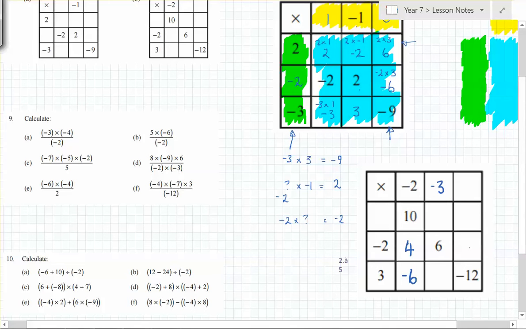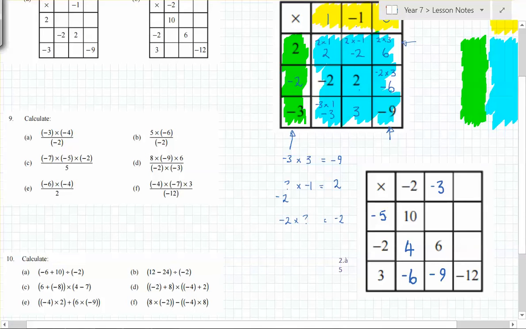And then the same for this one. We could do 3 times negative 3, which is negative 9. And then we could work this one out, so you have to divide, and it has to be a negative. So a negative 5. Okay. Ryan carries on.